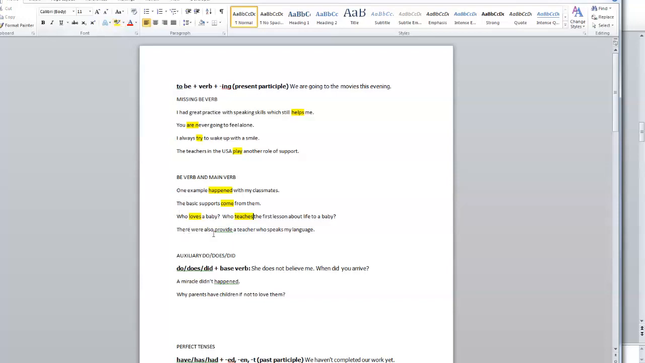Okay? They will also provide a teacher who speaks my language. What's the problem here? The problem is were provide. We need to say were providing, or we make a simple past statement. They also provided a teacher who speaks my language. Okay? So this is some of the verb form errors that are with the be verb.